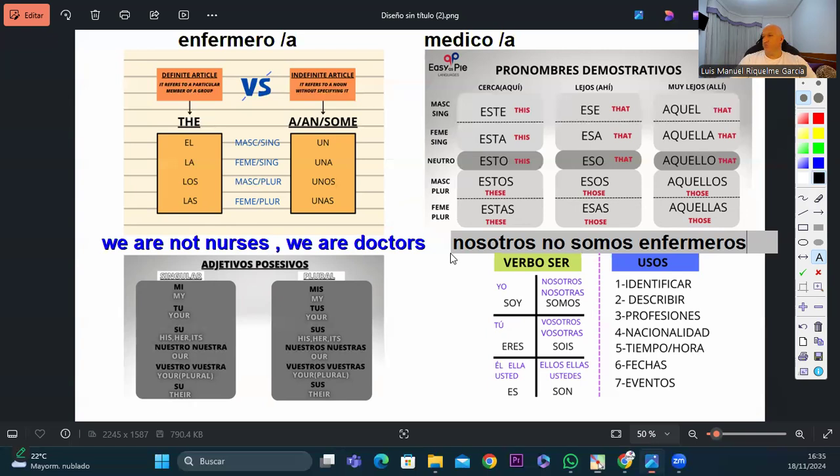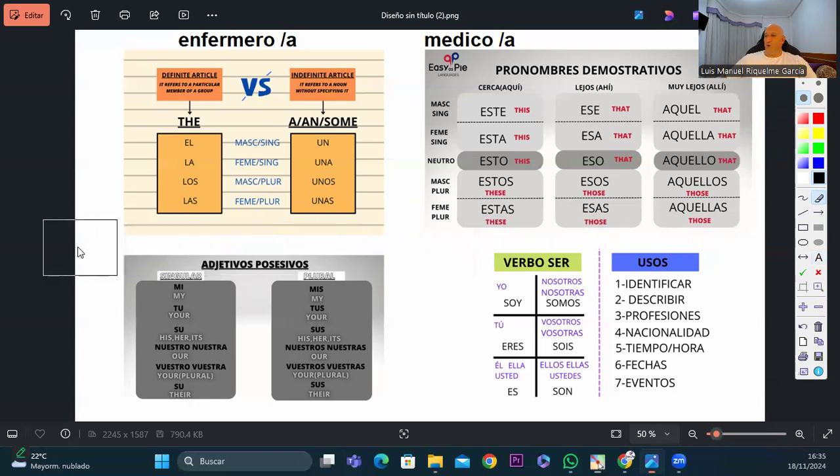Enfermeros. Nosotros no somos enfermeros. We are not nurses. We are doctors. Nosotros somos, we are, now doctors. Médicos. Nosotros no somos enfermeros. Nosotros somos médicos. That was a long sentence. Vale. More.